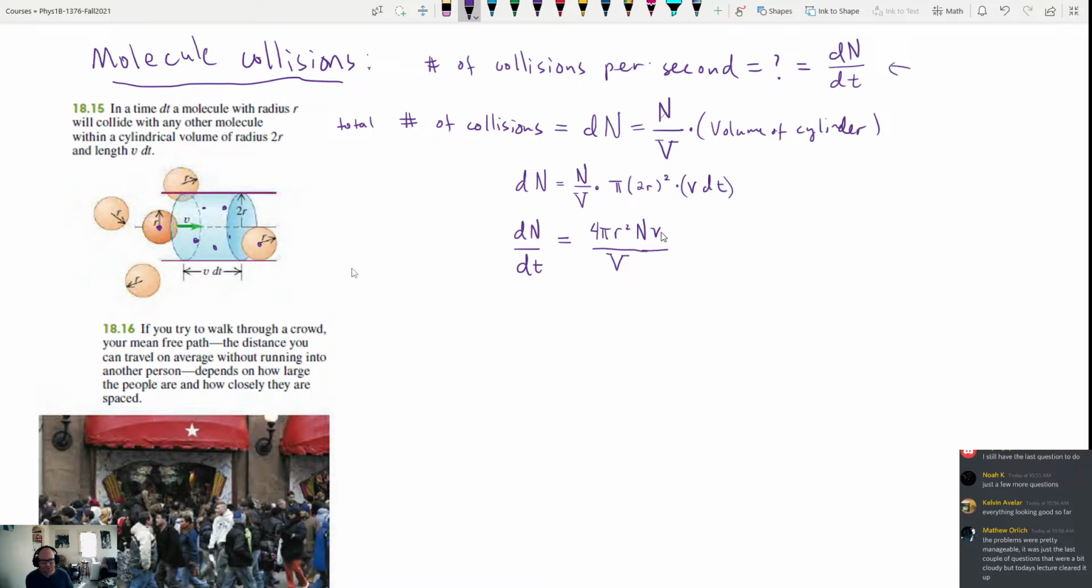Meters cubed in the numerator per second divided by meters cubed, yeah. Meter squared times meter per second will be meter cubed per second, and then we have meters cubed. So this is correct, I think. So this is the number of collisions per second now that we've calculated, dN/dt.